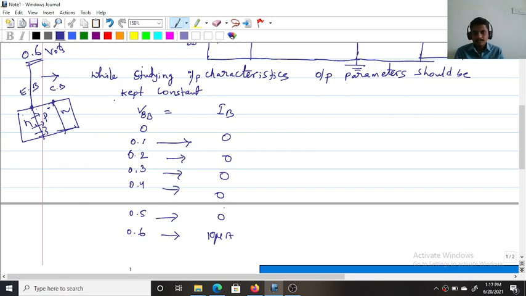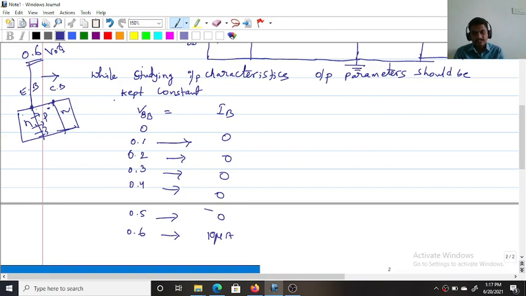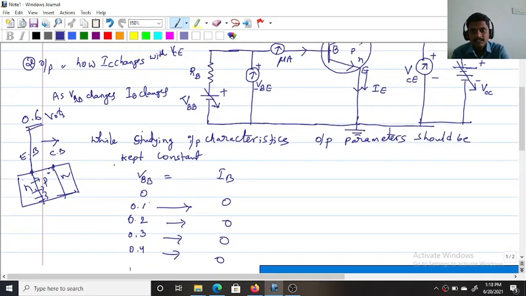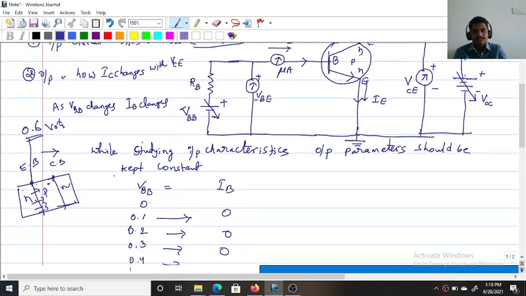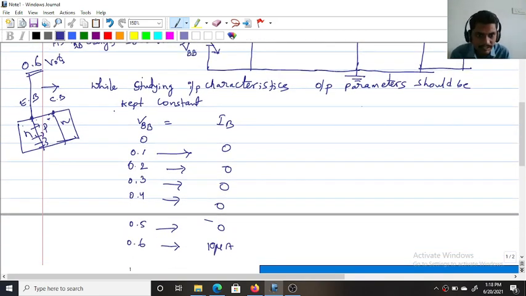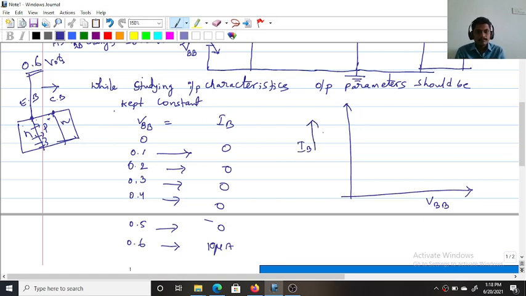So when the applied or input voltage is less than 0.6 volts, there will be no current because the depletion region does not cancel. When the input voltage is 0.6, the depletion region vanishes, and electrons can easily cross the emitter base junction. So this is about the input characteristics. When you draw the graph between the base voltage and IB, the graph is like this.